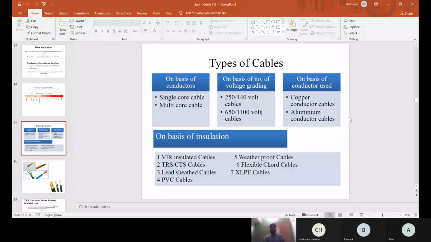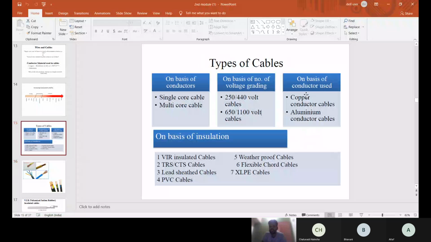The next is on the basis of voltage grading. That is, if I am using 250 or 440 volt cables, or 650 or 1100 volt cables. The 250 or 440 volt cables are of medium and low voltage levels, and 650 or 1100 volt cables are for high voltage and extra high voltage. So based upon the voltage, we can divide the cables.